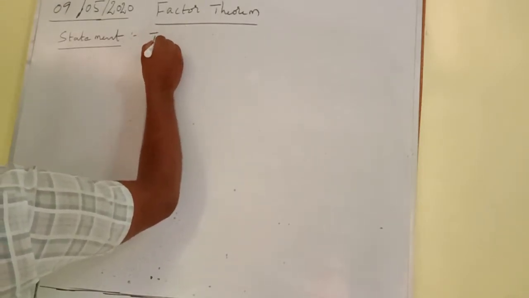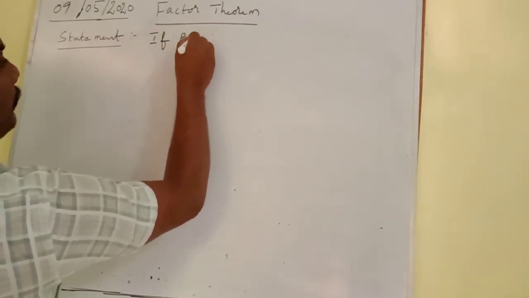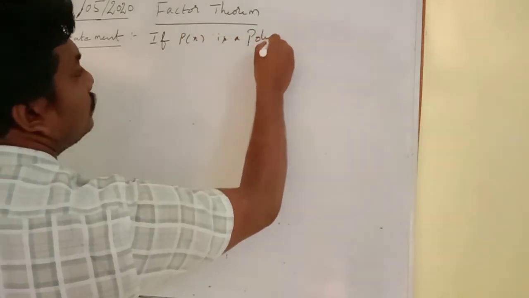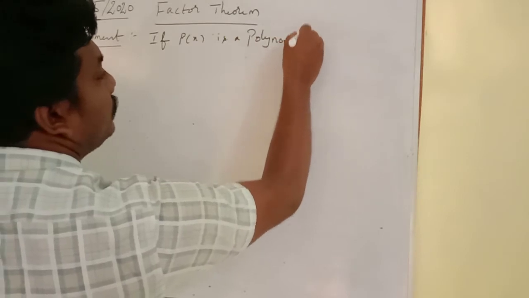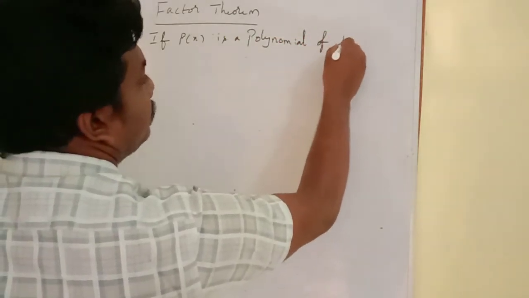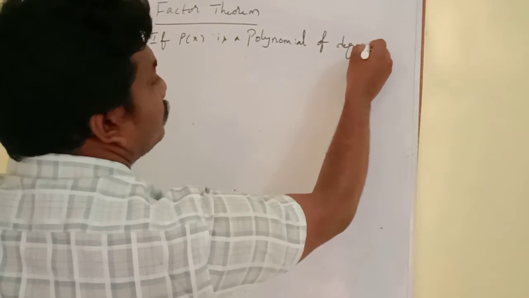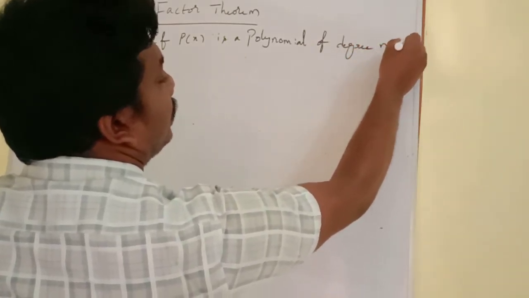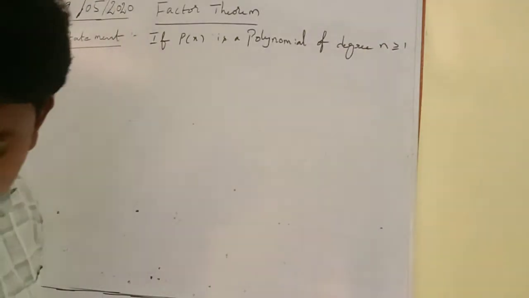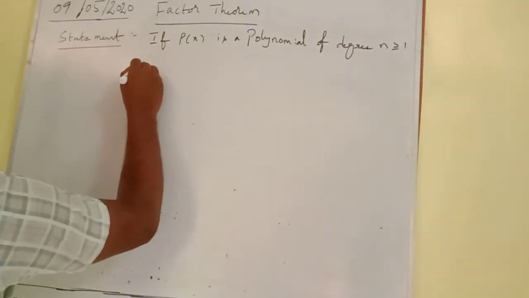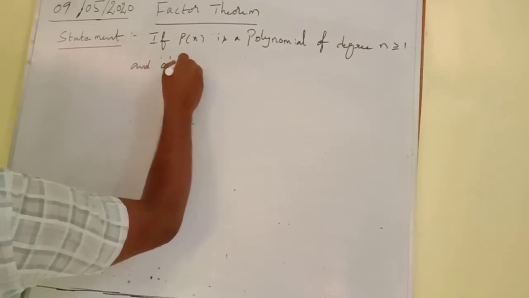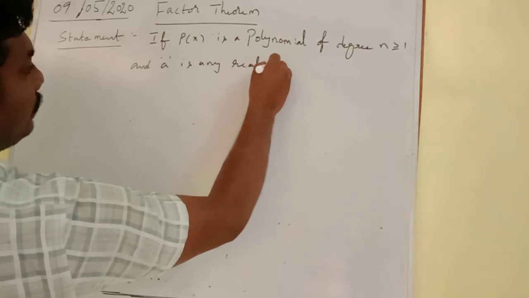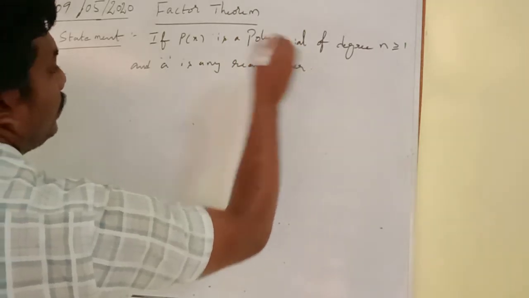If p of x is a polynomial of degree n greater than or equal to 1, and a is any real number, small a is any real number. So this is the condition.